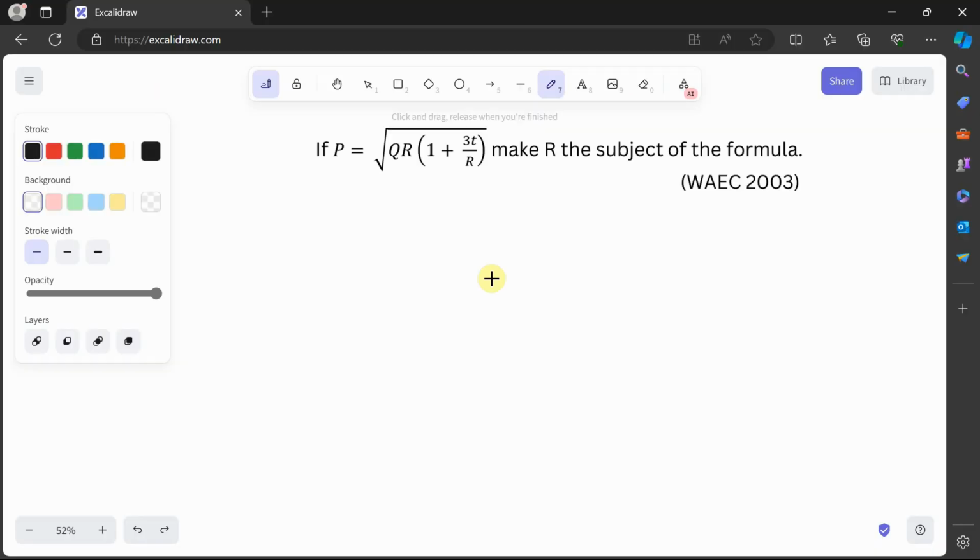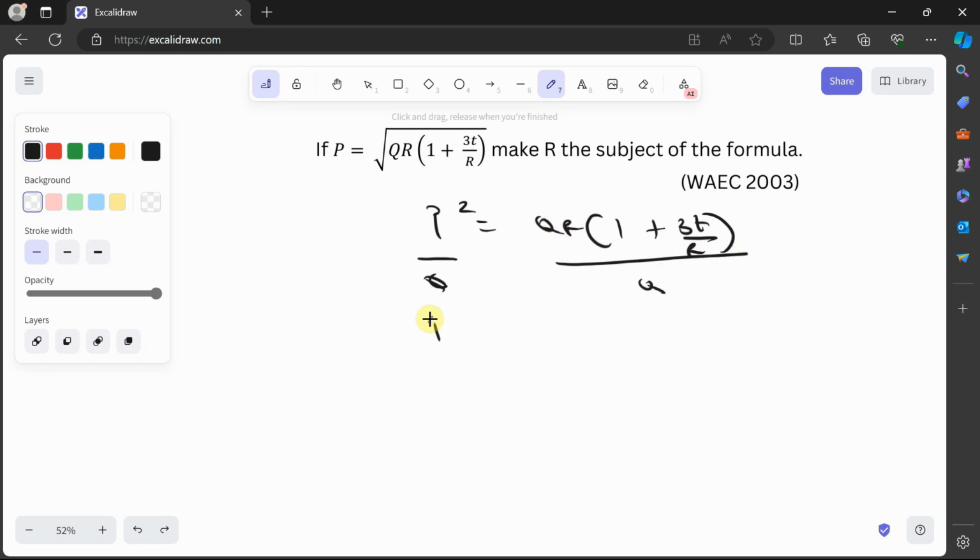Welcome back. Let's solve it together. So the first thing I want to do is take the square of both sides. So that will be p squared is equal to qr, open brackets, 1 plus 3t all over r. After we do that, let me first make whatever is not r go away. So if I divide both sides by q, what I will have is p squared all over q. Q will cancel q, is equal to, and if I expand the bracket, r times 1 will give me r plus 3t all over r multiplying r. So r will cancel r. So what I have will be p squared all over q is equal to r plus 3t.